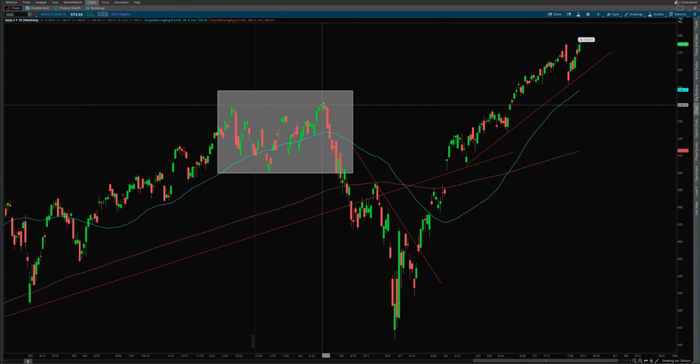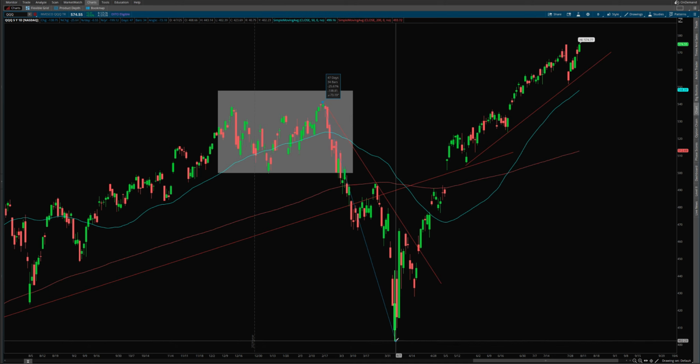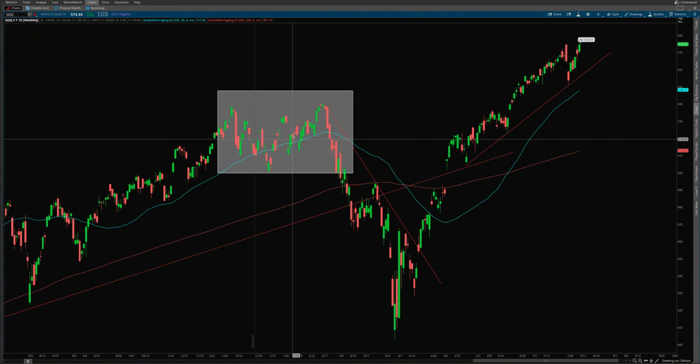And to measure exactly what that meltdown was, roughly for the Qs, it was about a 25% collapse. There was a lot of money to be made to the downside and then subsequently to the upside. And you could have seen that a large move was coming based off of this longer term consolidation.